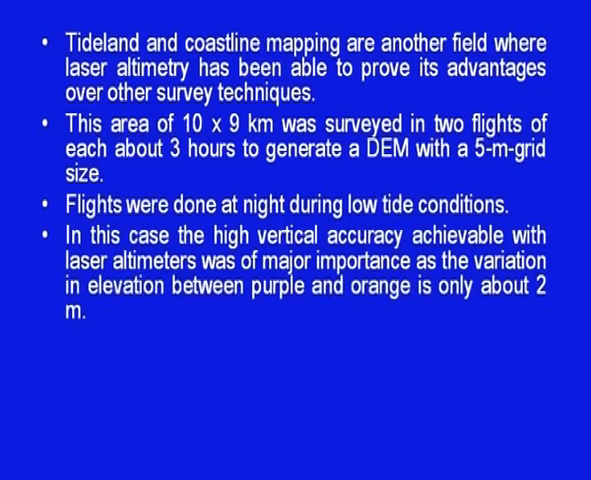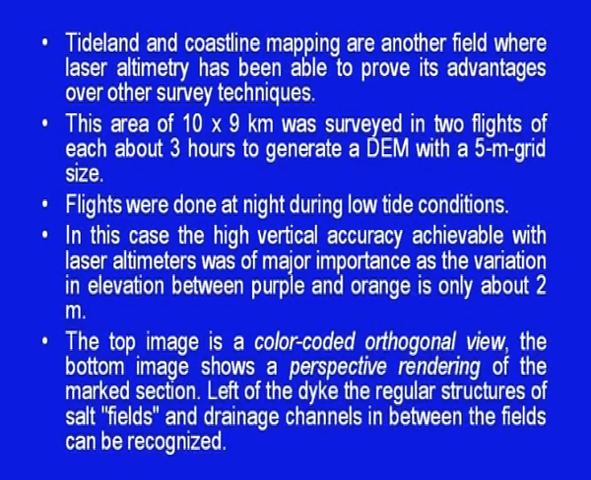In this case, the high vertical accuracy achievable with laser altimeters was of major importance, as the variation in elevation between purple and orange is about 2 meters. The top image is a color-coded orthogonal view of the bottom image, while the bottom image shows a perspective rendering of the marked section. Left of the dike, the regular structures of the salt fields and the drainage channels in between the fields can be recognized.